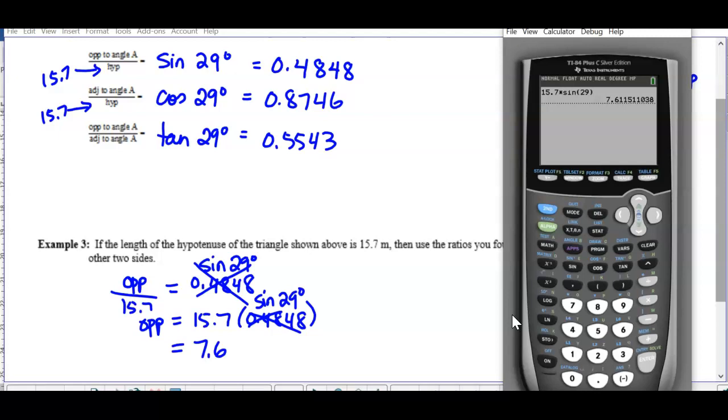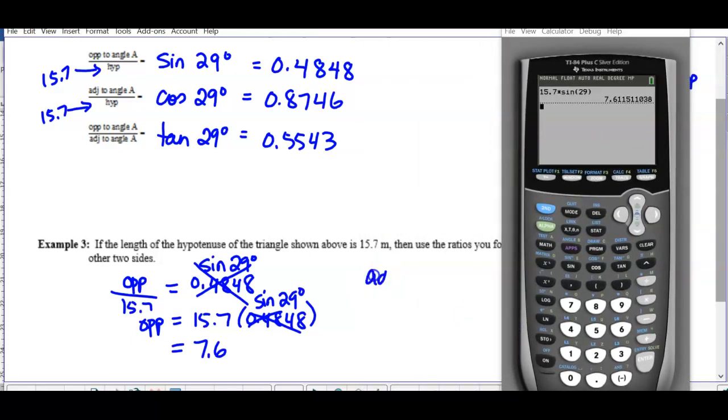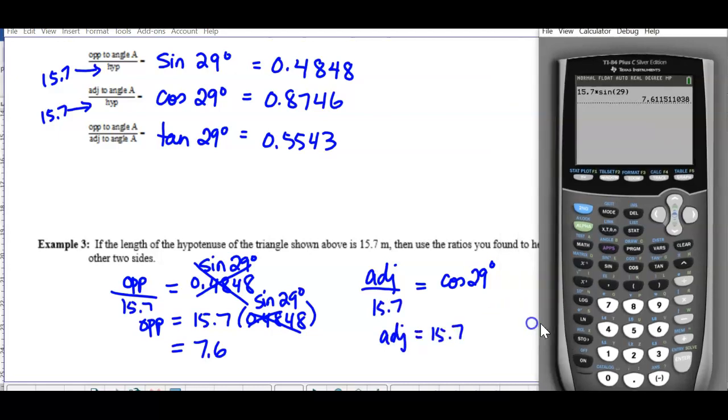So we found the opposite, we are told the hypotenuse, so we need adjacent. Adjacent over hypotenuse, remember, is cos of 29. Sorry, we know the hypotenuse is 15.7 centimeters. So we know adjacent equals 15.7 times cos of 29 degrees. So 15.7 cos of 29 is 13.7. Right?